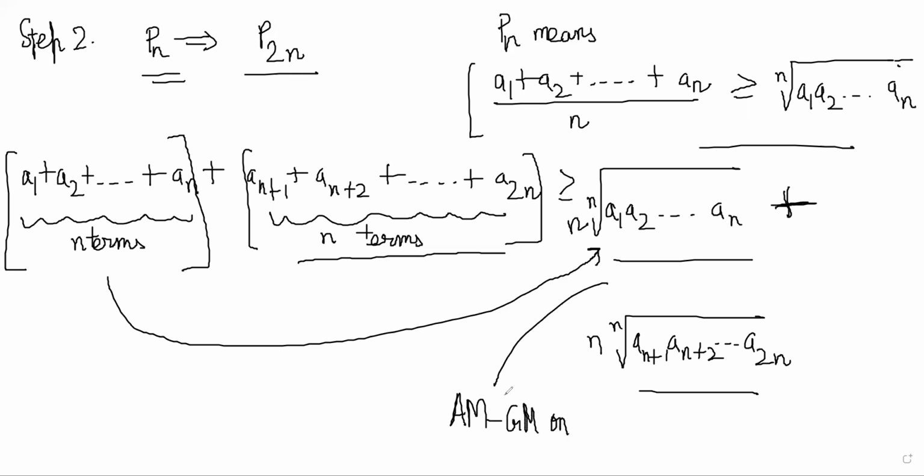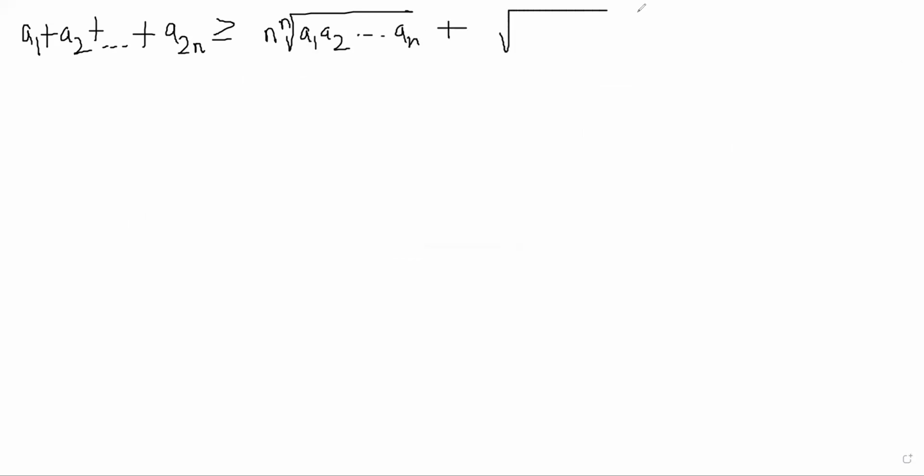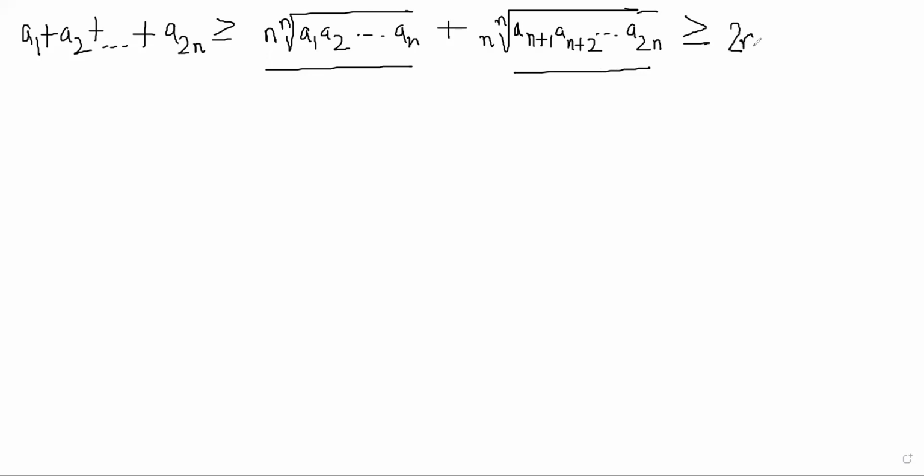AMGM on these two, right? And that will give me something. So I'll just write everything here. A1 plus A2 till A2n is greater than or equal to, so far we have this, plus n times the nth root of an plus 1, an plus 2 till A2n. Okay. Now applying AMGM on these two, we know that it is greater than or equal to 2 times. You can do the calculation, it will come out like this, 2n, a1, a2 till a2n.